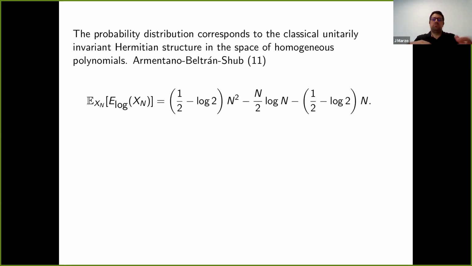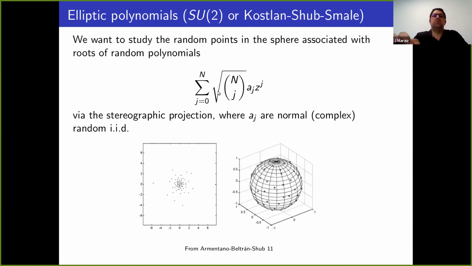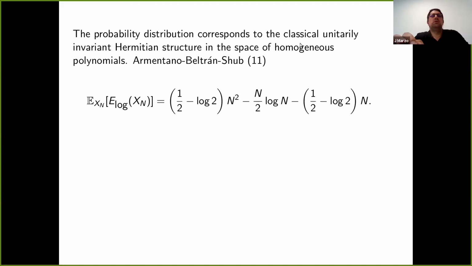And this was shown, for example, for the first time, I think, in this paper I mentioned already. So this probability distribution here can be somehow justified in a more abstract way, because it corresponds to considering some Hermitian structure in the space of homogeneous polynomials, and considering this kind of Riemannian connection.